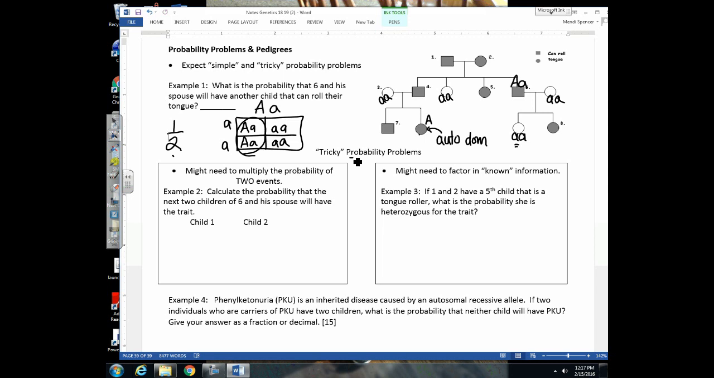So that is what I mean by you multiply the probability of two events. So for the first coin flip, it was 1/2. For the second coin flip, it was 1/2. We multiply those two together.